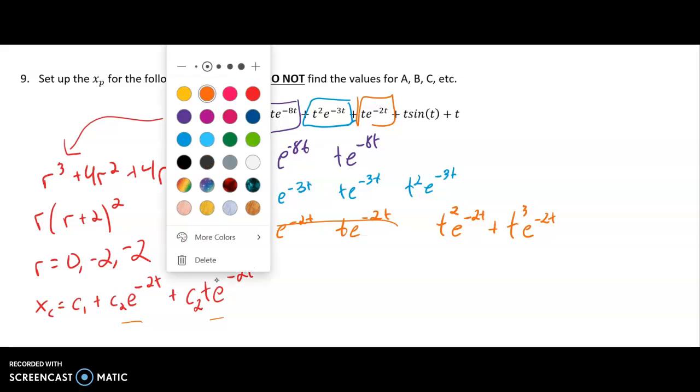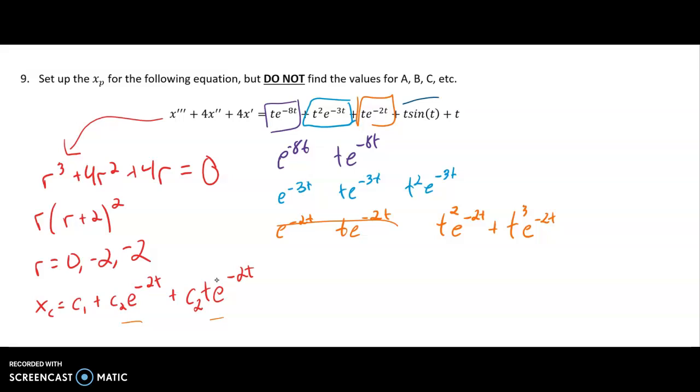The t sine t, that one's going to have 4 pieces. It'll have a t sine t, a t cosine t, a sine t, and a cosine t. That you should be okay with. We've done that with some resonance problems and stuff like that.